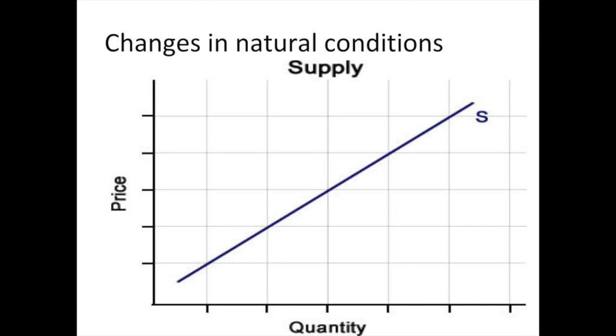Now the opposite would hold true as well. If the growing season was shortened and fewer oranges harvested, it would mean less orange juice produced. Fewer oranges harvested means my inability to make more orange juice, which would move the supply curve to the left.